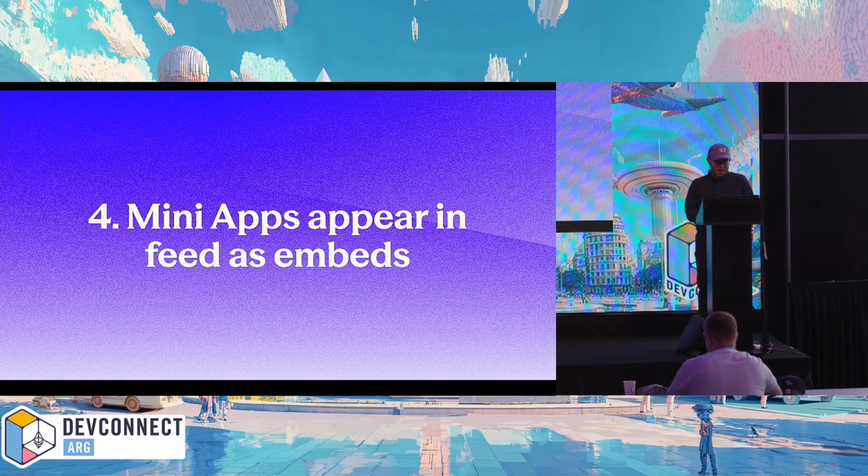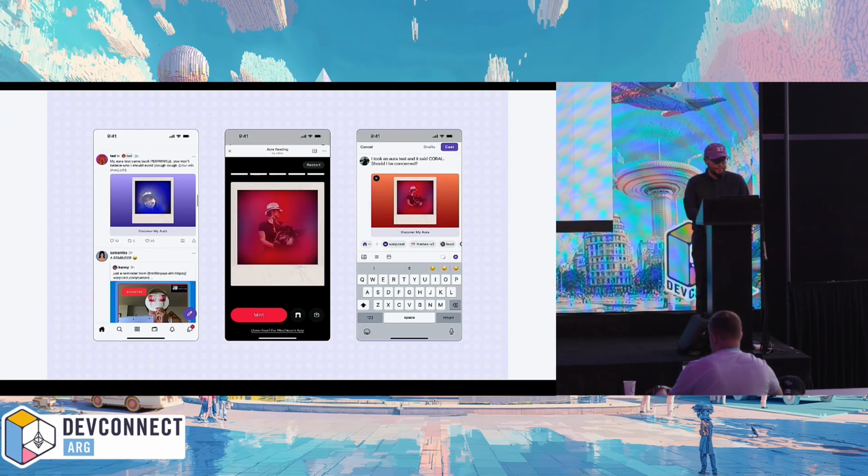All right, concept for embeds. Mini apps appear in the feed as embeds, and this is how users will discover your mini app. For the most part, users discover mini apps organically in the social feed. You can go browse and search for them in the app, but the main way that apps actually go viral and get distribution on Farcaster is by creating really compelling embeds.